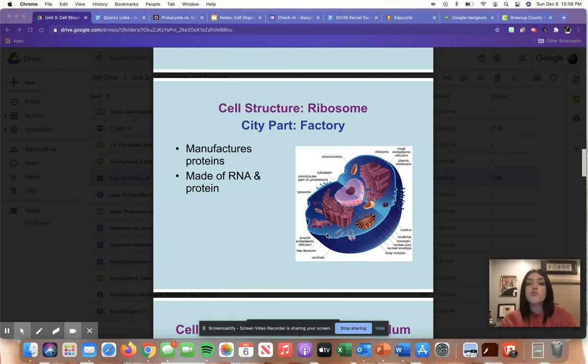So the ribosome is what manufactures proteins, and it's made up of RNA and protein. If something is manufactured, right, that's made in a factory. So if a ribosome manufactures proteins, the city part would be the factory. It's where things are being made. It's where things are being manufactured. So you can see that the ribosomes are found here on the rough endoplasmic reticulum. Remember, what makes it rough from smooth is that rough has ribosomes on it and the smooth does not. And there are also some free ribosomes floating around out here.